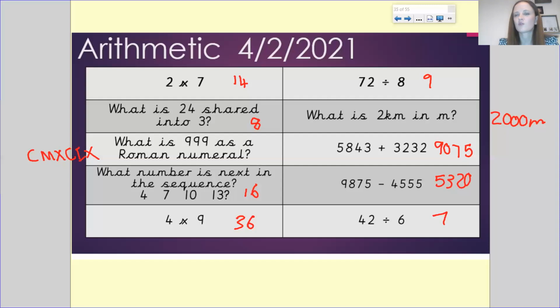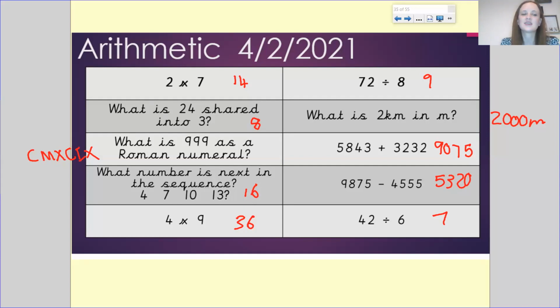Okay, now that you have completed that, let's go through the answers, and I have written them on the board for you. So just make sure that you are ticking as you go and put a little dot if you've got it incorrect, and then you can go back and correct it. So 2 times 7 is 14. What is 24 shared into 3 equal groups? It would be 8 because 24 divided by 3 gives me 8, and then I could check it by going 3 times 8 is 24.